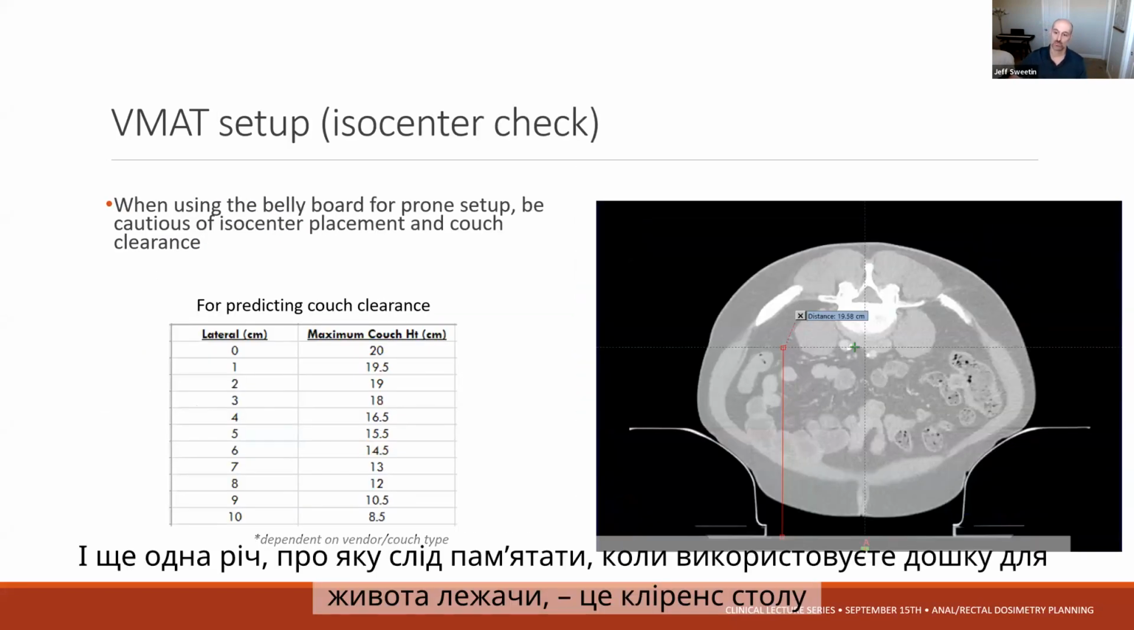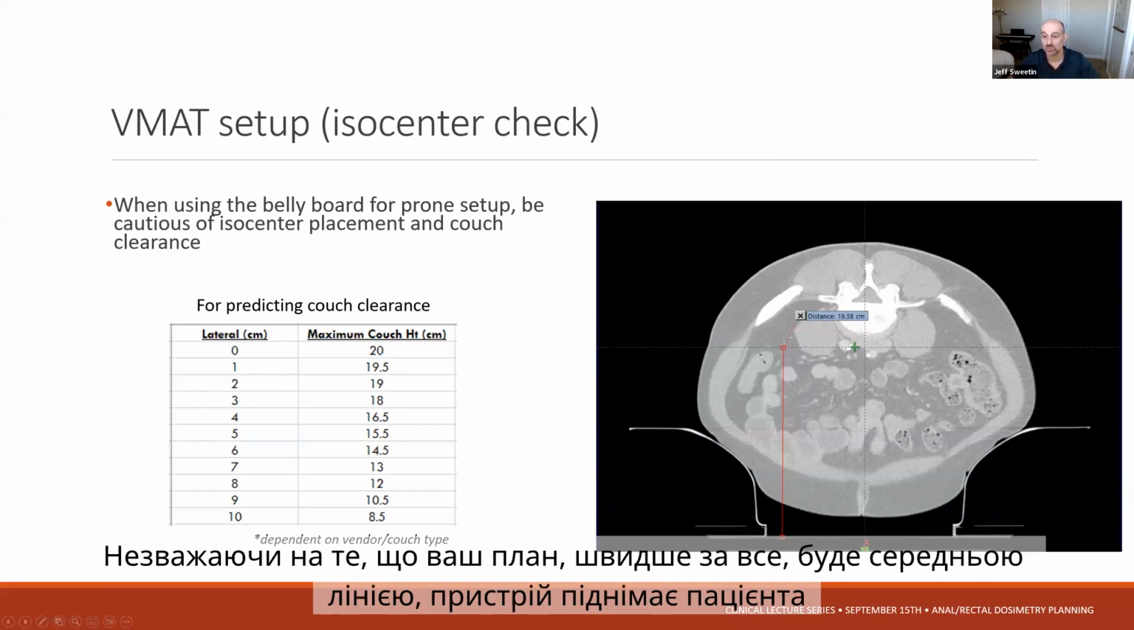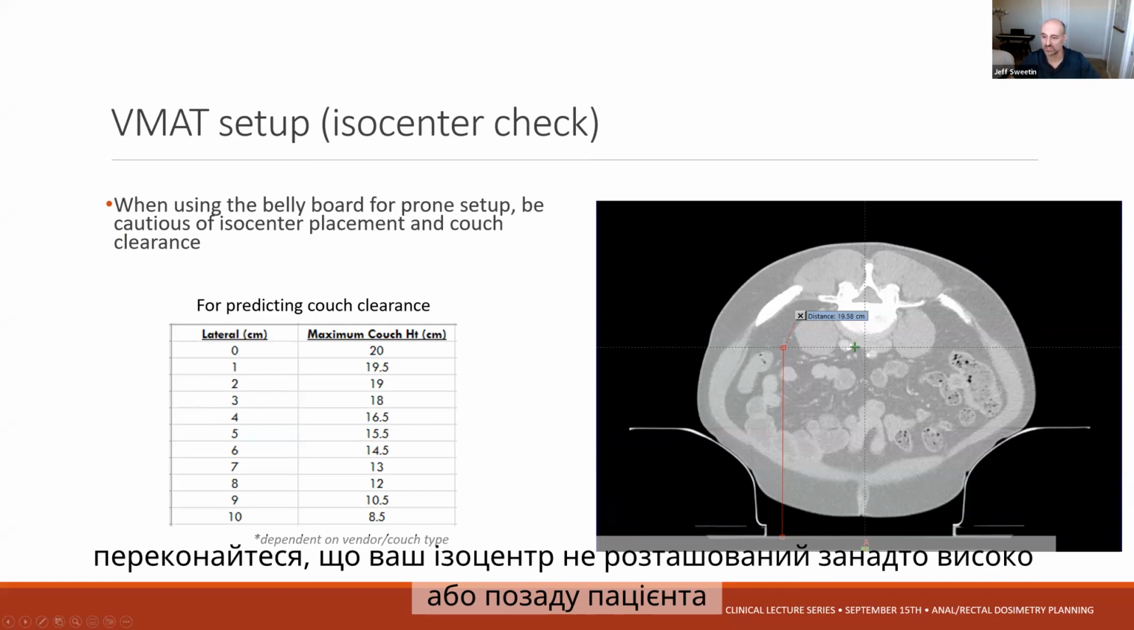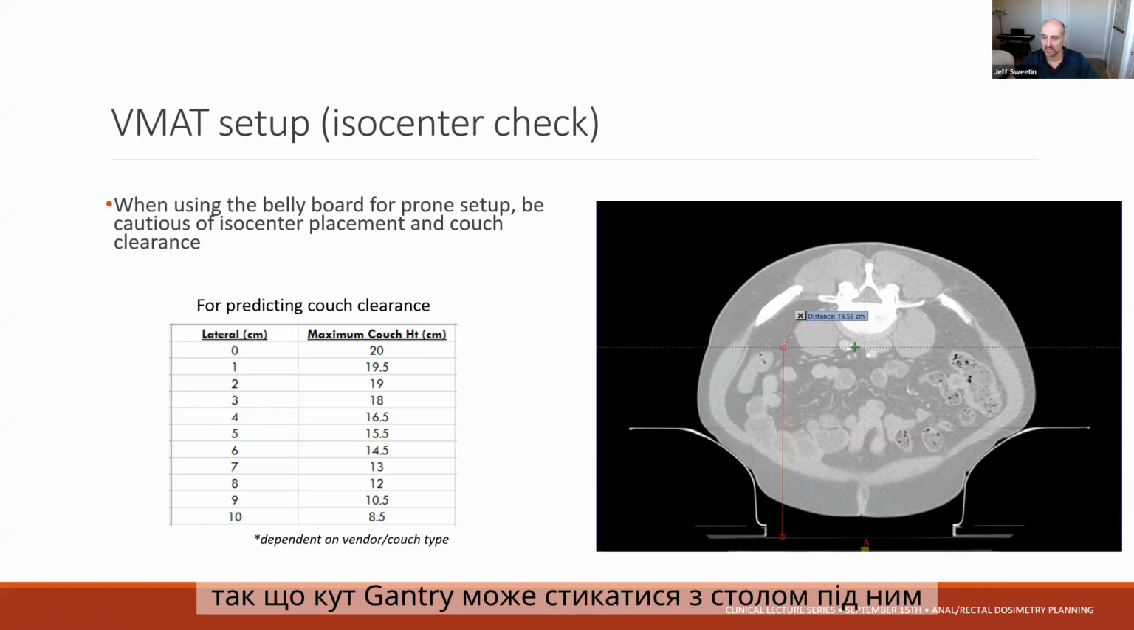And then one thing to be aware of when using the prone belly board is couch clearance. Even though your plan most likely will be midline, the device does lift the patient off the table quite a bit. So you want to be sure your isocenter isn't placed too high or posterior in the patient so that the gantry angle may collide with the couch underneath.